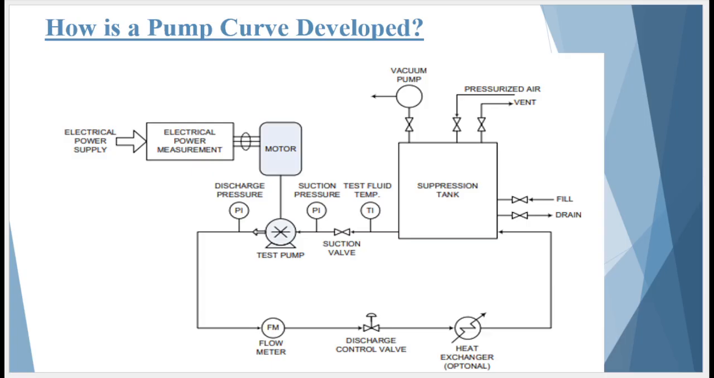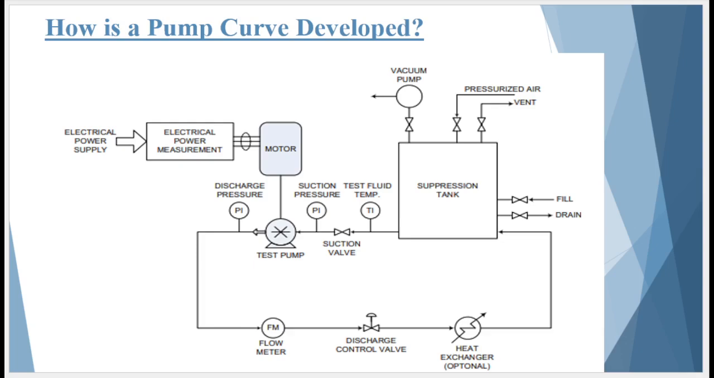Pressure gauges installed at the pump suction and pump discharge measure the suction and discharge pressures, while a temperature indicator monitors the test fluid temperature throughout the test. After leaving the pump, the water flows through a flow meter, which accurately measures the flow rate. It then passes through the discharge control valve. This valve is one of the most important components in the test setup because it is used to vary the flow rate during the performance test. The water then returns to the suppression tank through the test loop.